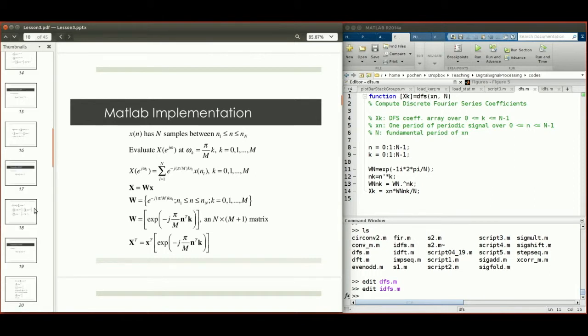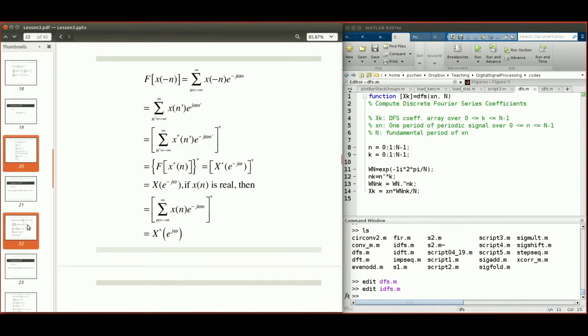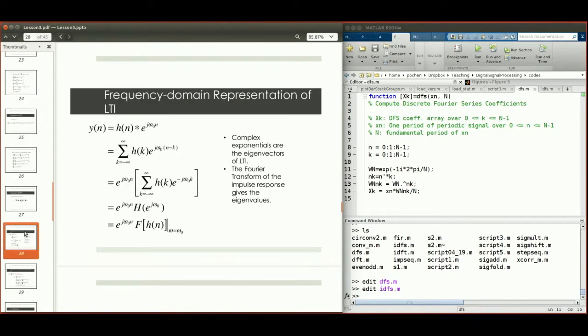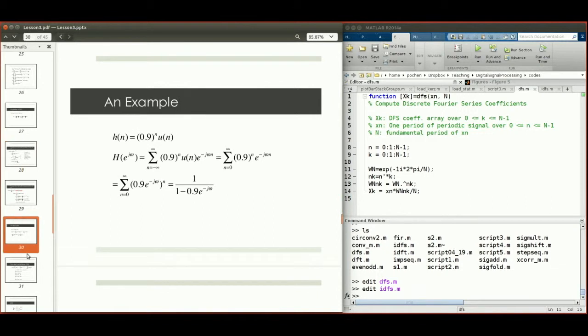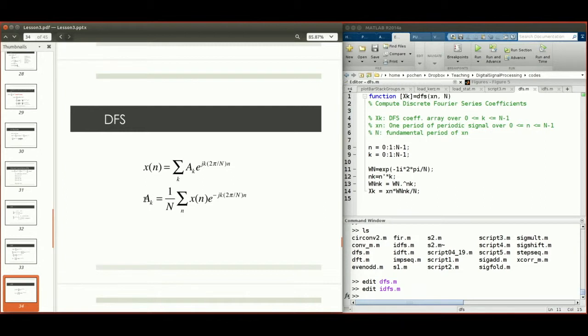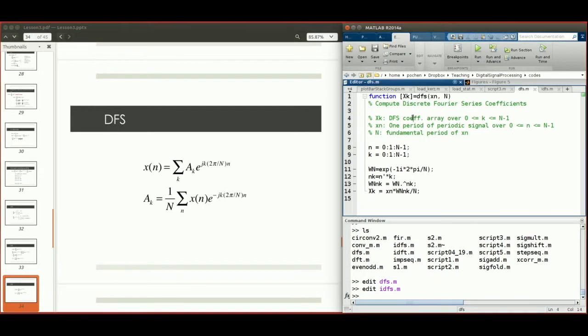So now let's look at the analysis equation. That's the DFS equation. Let's look at how we can actually compute the coefficients ak, right? And here's the Matlab function, and the function name is just called DFS, and it takes two inputs: xn, that's the amplitude of the input sequence, and then big N.